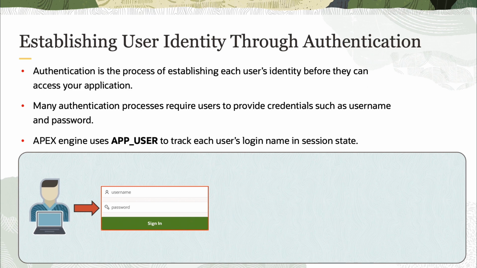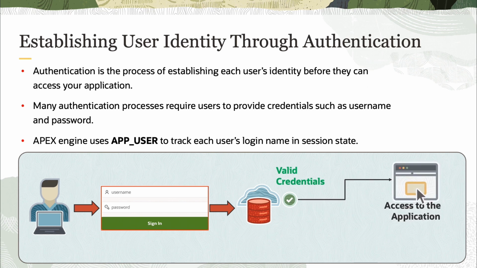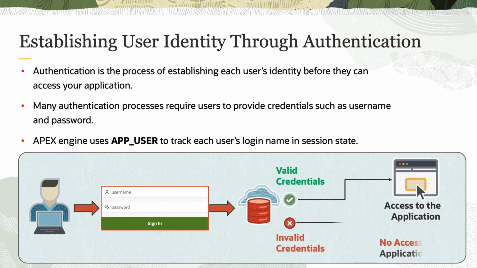Many authentication processes require that a user provides some type of credentials, such as username and password. These credentials are then evaluated and they either pass, which then allows access to the application, or they fail, denying access to the application. Once the user has been identified, the Apex engine keeps track of each user by setting the value of the built-in substitution string APP_USER.